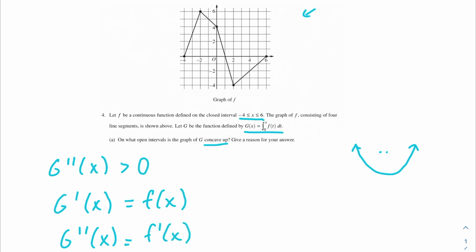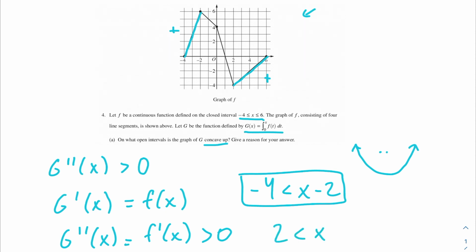Then if we take that one more step further, we can get g double prime of x is equal to the slope of f. So if we want to see where the slope is greater than 0, we can take a look at our graph and see where the slope is greater than 0. So it looks like from -4 to -2 it's increasing, and then from -2 to 0 unfortunately it's decreasing, so we can't include that. And then from 0 to 2 it's also decreasing, so we can't include that as well. But then from 2 to 6 it's increasing again. So I would say that the open intervals are from -4 to -2, and then also from 2 to 6. Okay, that would be our answer for part A.